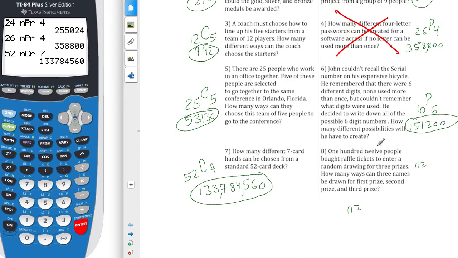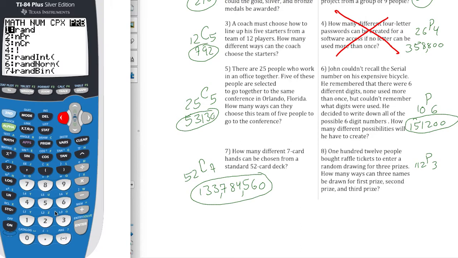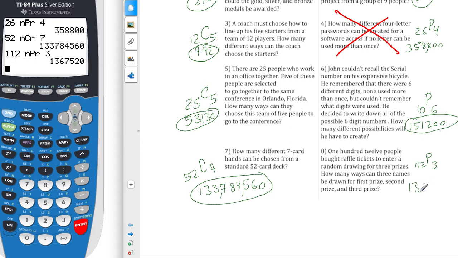All right, and then finally, 112 people bought raffle tickets to enter a random drawing for 3 prizes. How many ways can the 3 names be drawn for first prize, second prize, and third prize? The order matters, so it's a permutation question. Out of 112, we are choosing 3. So we do 112 permutation 3. So here we have 1, 3, 6, 7, 5, 2, 0. So that's another 1.3 million. And that's it for that question.